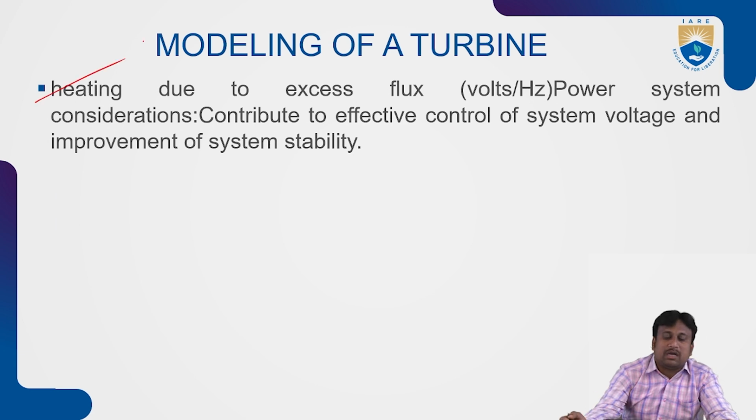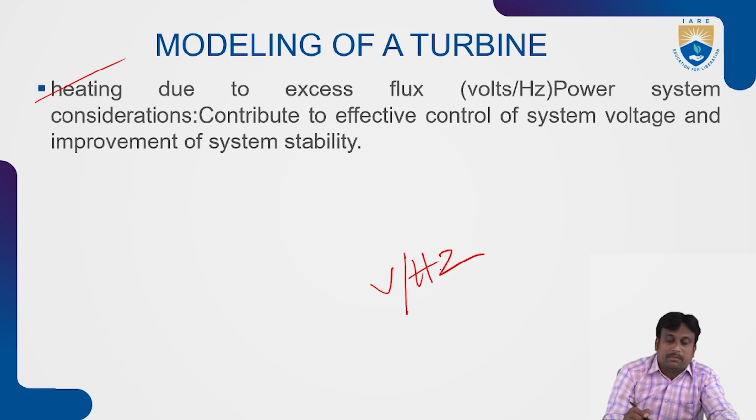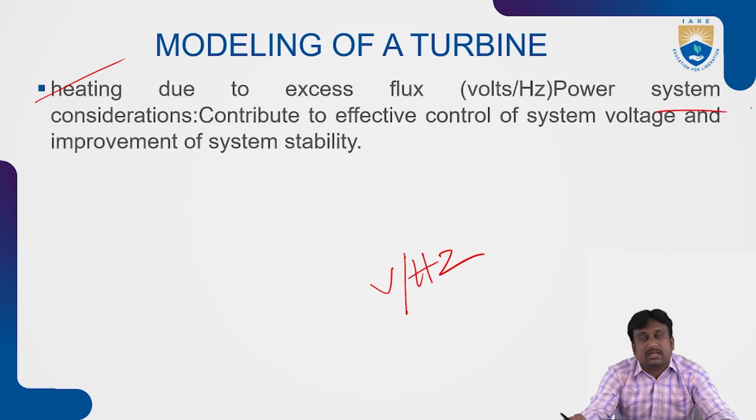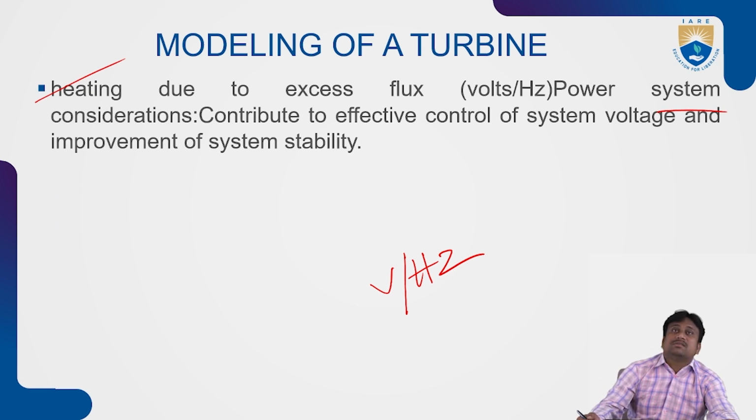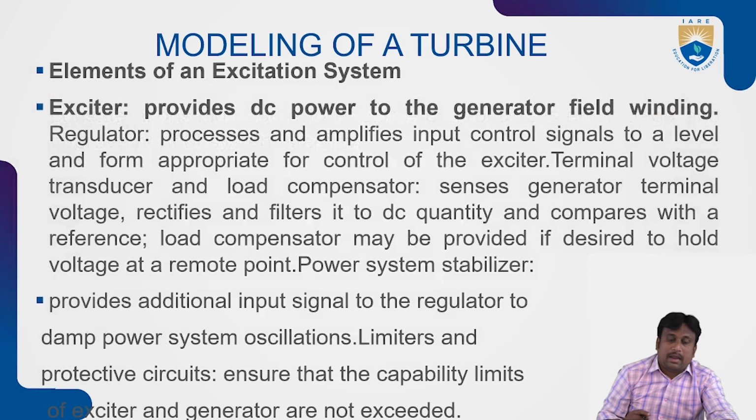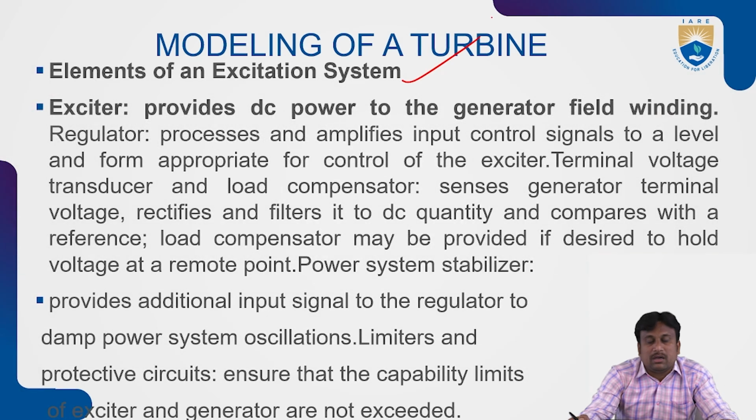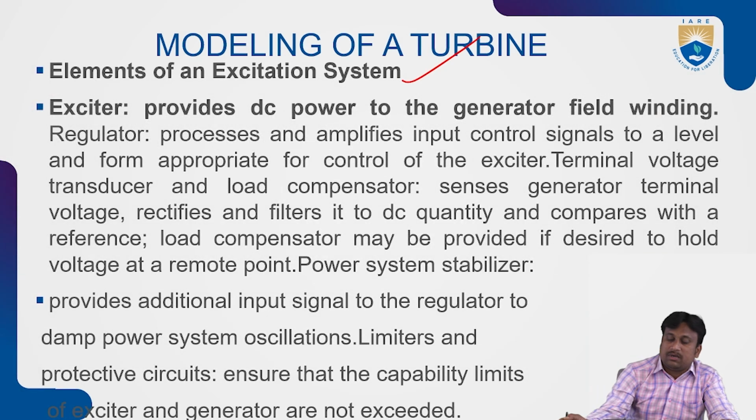This is due to the heating with the excess flux, which is considered in volts per hertz. Because of this, the power system considerations will contribute to the effective control of the system voltage and the improvement of system stability.